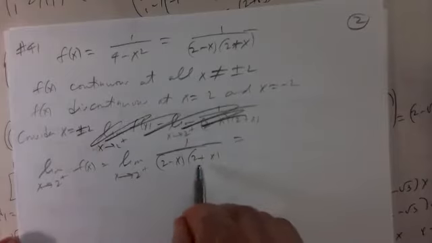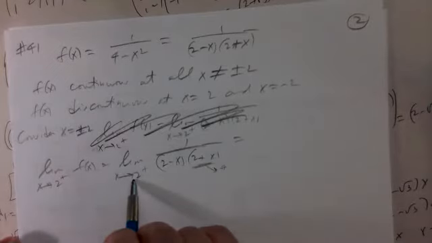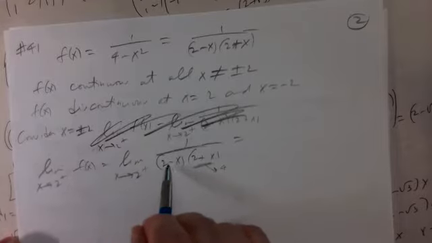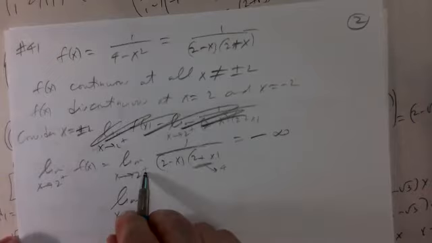What happens to that? As x approaches 2 from either side, 2 plus x approaches 4. Since x is approaching 2 from the right, x is bigger than 2, so 2 minus x is negative. So this number is negative and going to 0 in the denominator, so this is going to minus infinity. And the limit as x approaches 2 from the left is the other case.